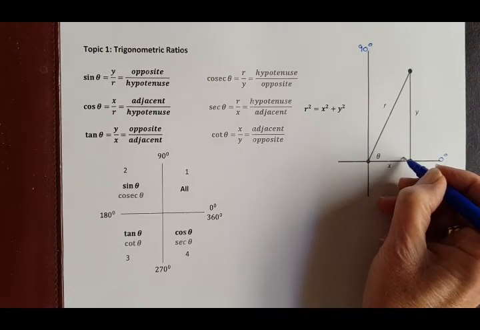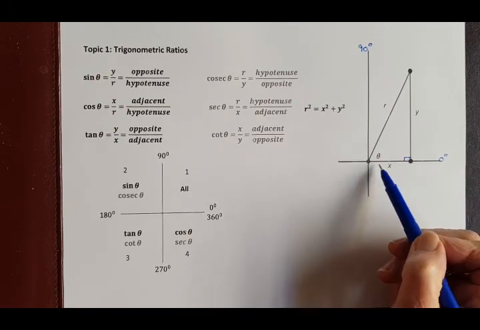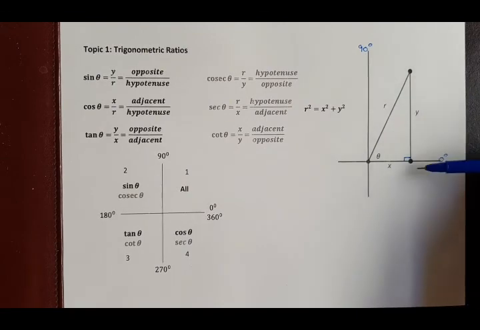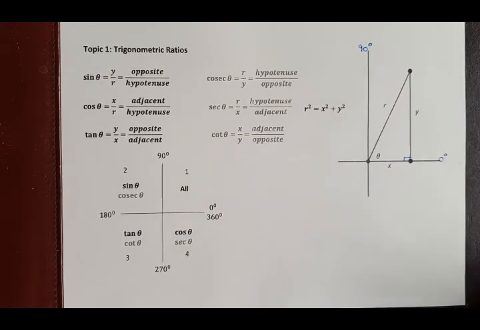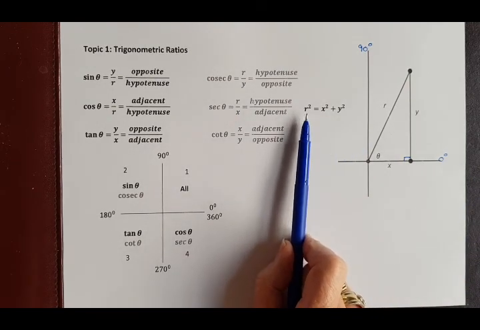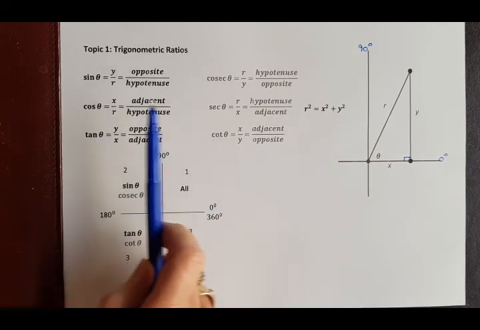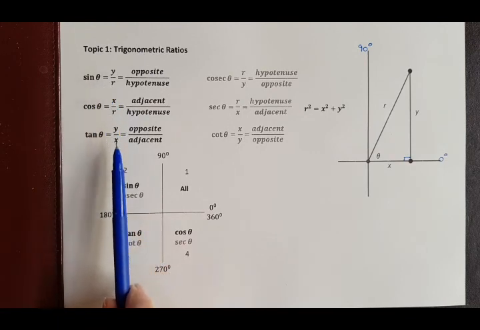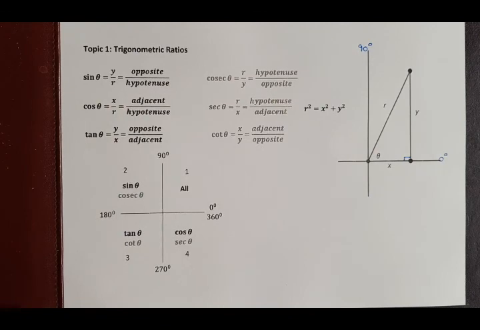When you position your right angle triangle on the Cartesian plane like that, your adjacent is your x coordinate, your opposite is your y coordinate, and your hypotenuse is represented by the letter r. And of course, the theorem of Pythagoras tells us that r squared is equal to x squared plus y squared. You are expected to know your ratios, both in terms of x's, y's, and r's, and opposite, adjacent, and hypotenuse.